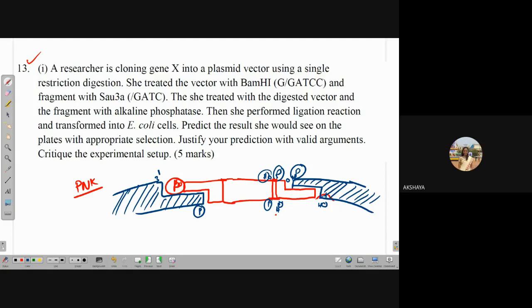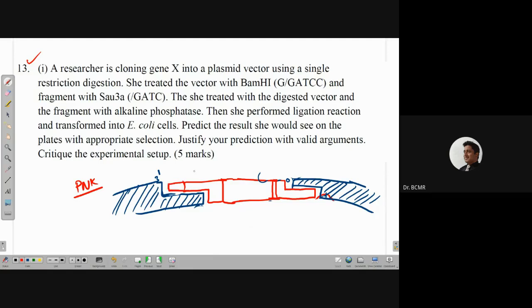Okay, let me answer it anyway. If I treated the vector also with alkaline phosphatase, this phosphate will not be there for the vector. And if I haven't treated the adapters with PNK, assume I did not use PNK where we have added the adapter.